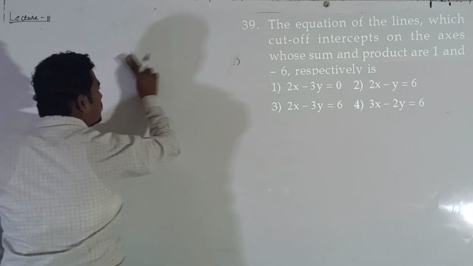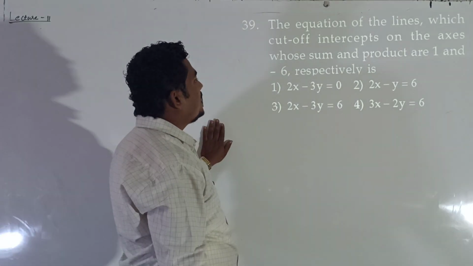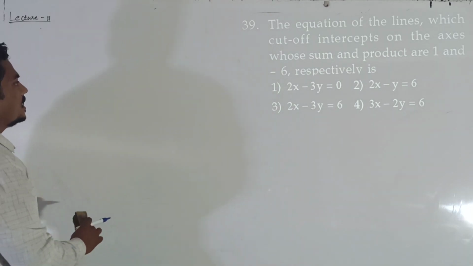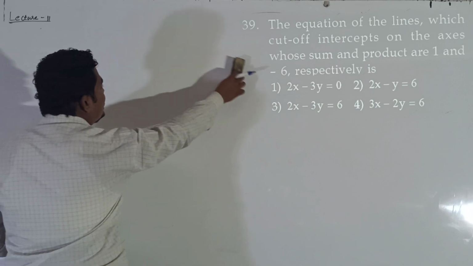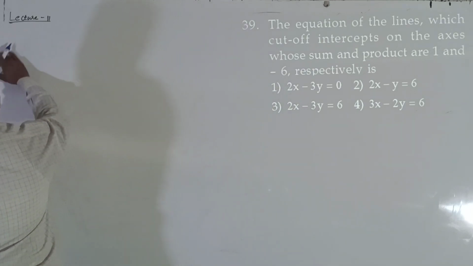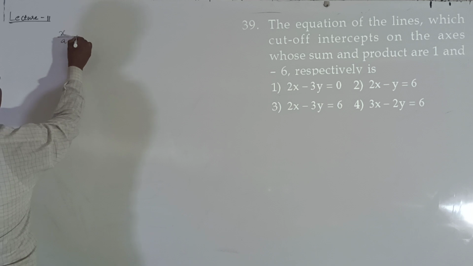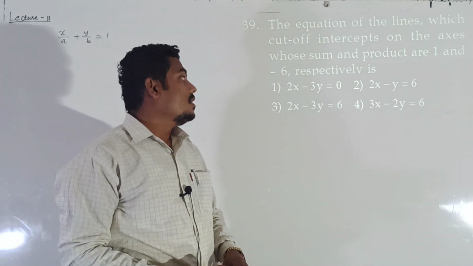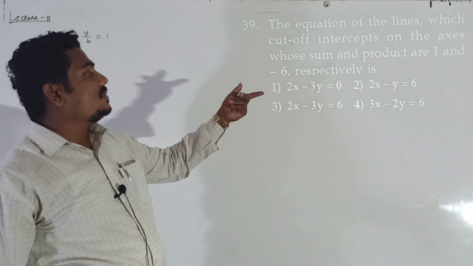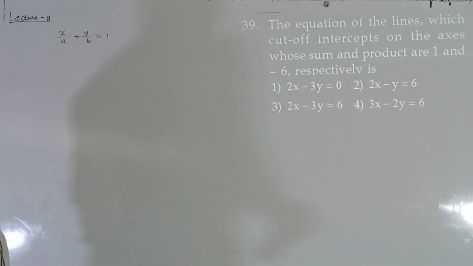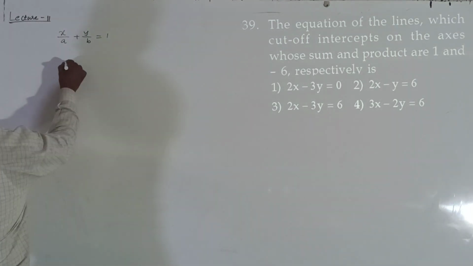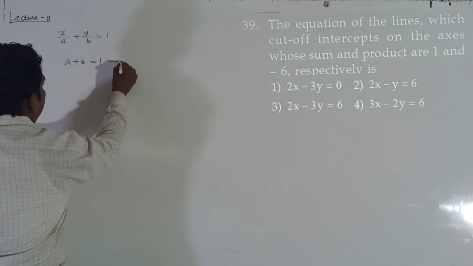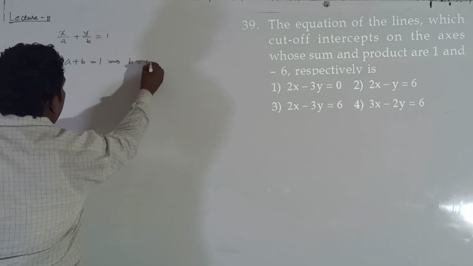Next question. The equation of the line which cuts off intercepts on the axes whose sum and product are 1 and minus 6. Our required line intersects the coordinate axes, which means clearly the equation is of the form x/a plus y/b is equal to 1. They have given that the sum and product of the intercepts are 1 and minus 6. So x-intercept plus y-intercept is equal to 1, which implies b is equal to 1 minus a.